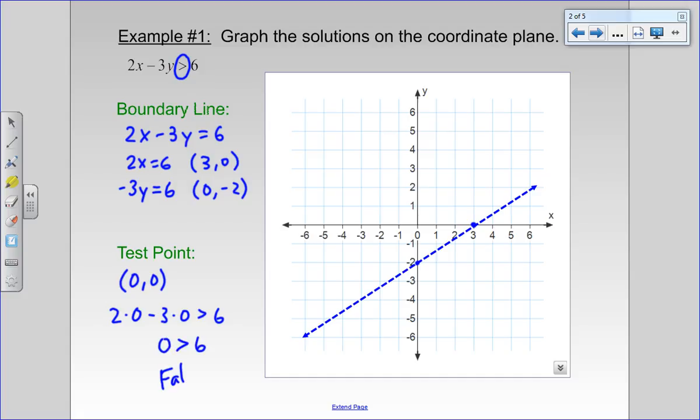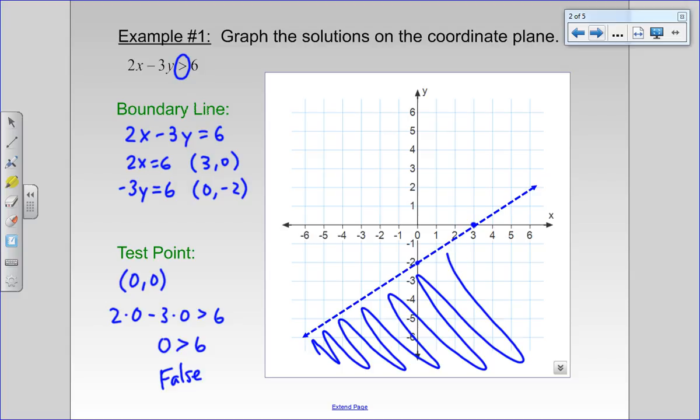Since this is clearly a false inequality, the origin is not a solution, and neither are any of the points that fall on the same side of the boundary line as the origin. So we're going to shade the opposite side of the boundary line, this lower right-hand region, because this must be the area of the coordinate plane that contains the solutions of the inequality.